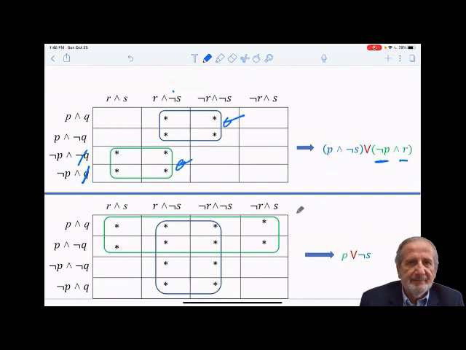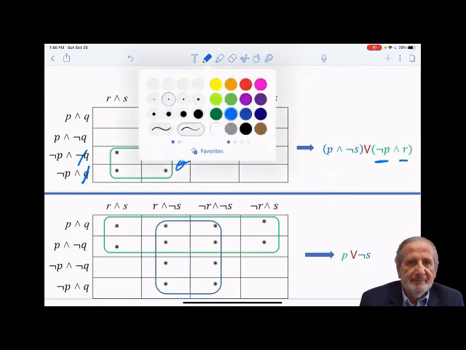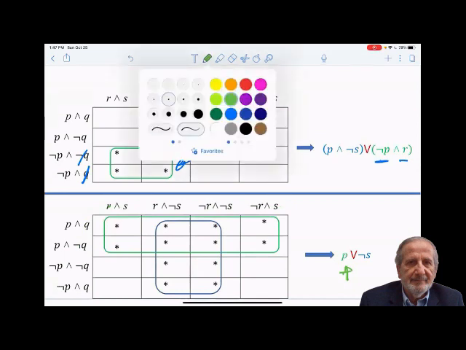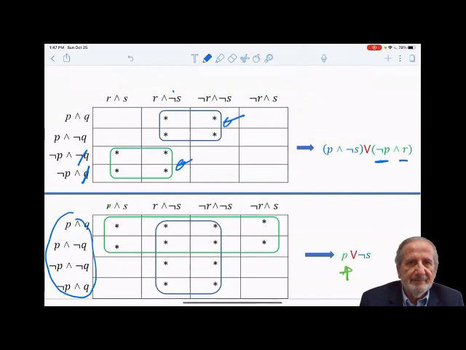Now, if you have situations like this, you have to take this 8 together, the green. You look at the left-hand side, q cancels not q, you have a p. On top, all of them are canceled. Now, if you take the blue, all of these are canceled. On top, r cancels not r, you get not s.